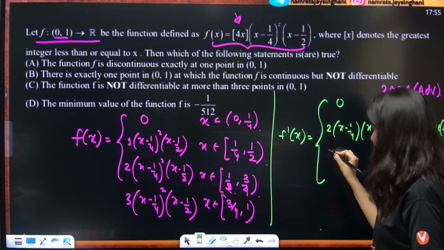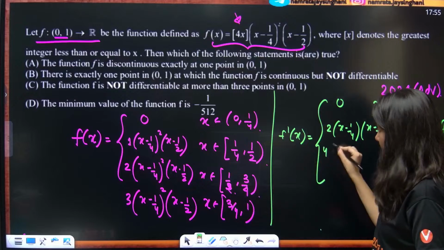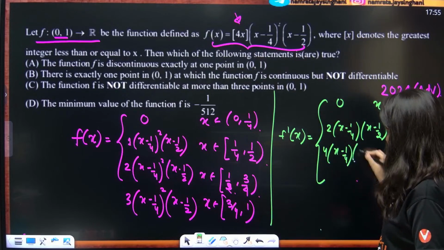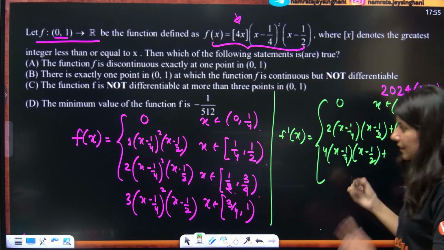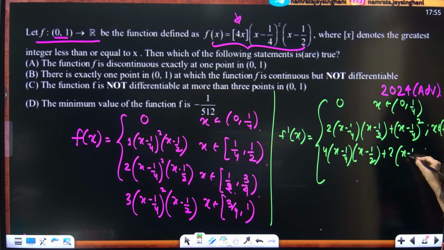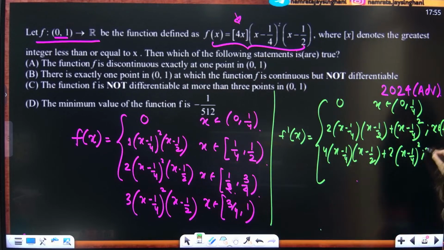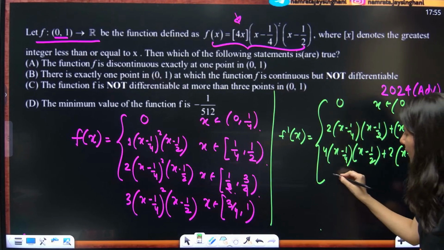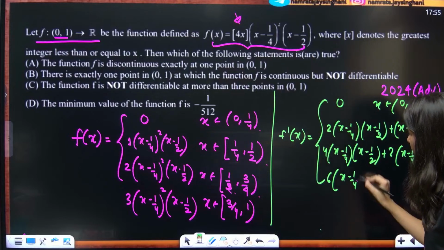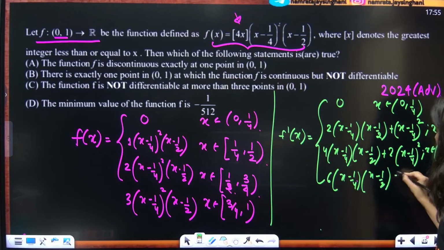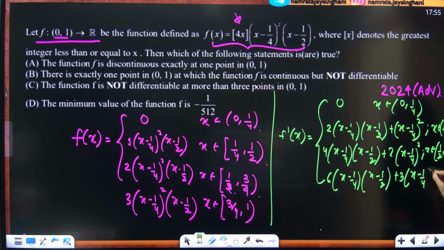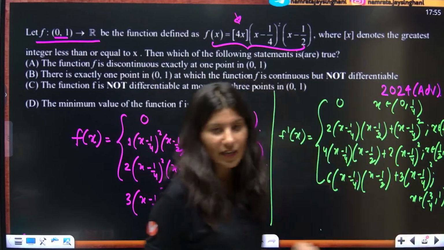Then f dash x equals, this time differentiating, 4 times (x minus 1 by 4) times (x minus half) plus, this time, 2 times (x minus 1 by 4) kept as it is, and the derivative of x minus half is 1. So this is for x belongs to half to 3 by 4, correct? And last but not the least, 6 (x minus 1 by 4)(x minus half) plus 3 times (x minus 1 by 4) square. This will be when x belongs to 3 by 4 to 1. This is your f dash x.